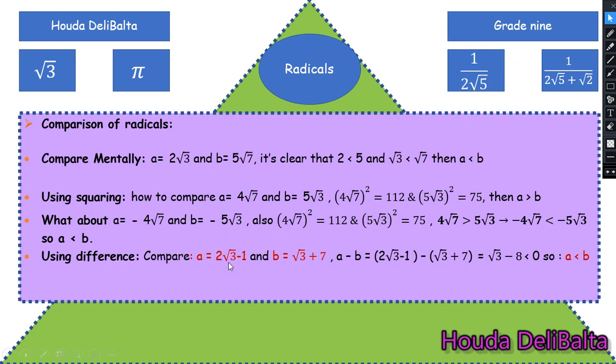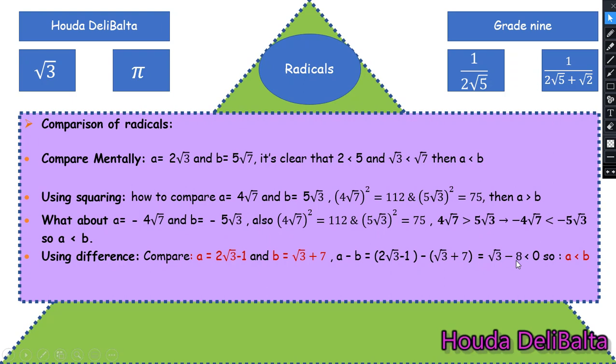And finally, we have to compare using the difference method. We have to compare, for example, A equals 2 radical 3 minus 1. Note that there is a minus sign separating the numbers, so the squaring method doesn't work here. And B is radical 3 plus 7. So all I do is make the difference between A and B. So A minus B, I put them in parentheses. Then I calculate A minus B. I can use the help of a calculator.